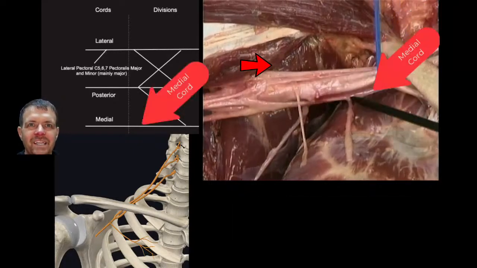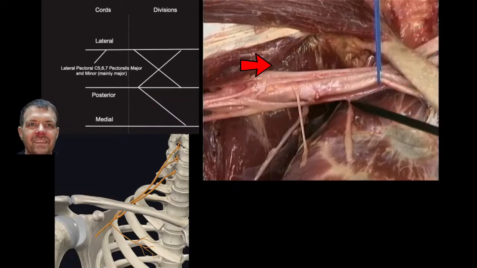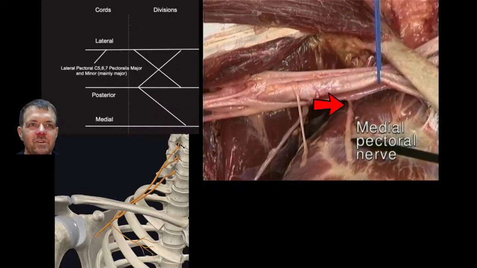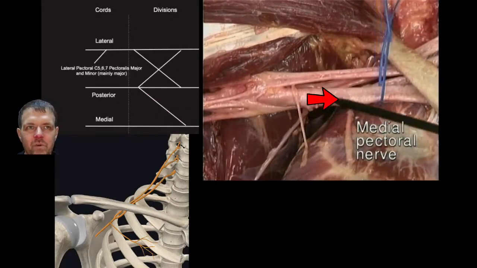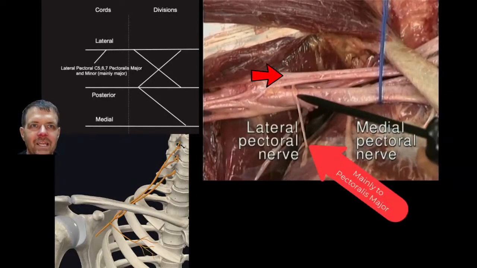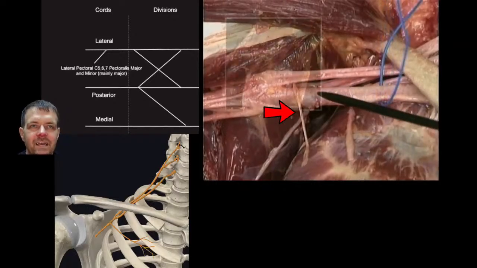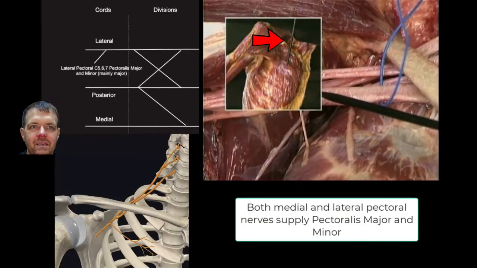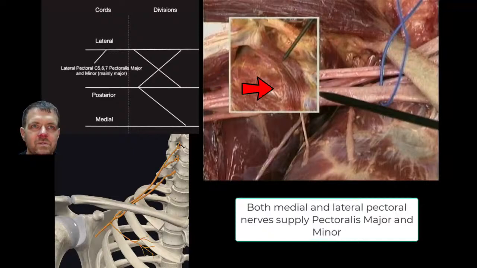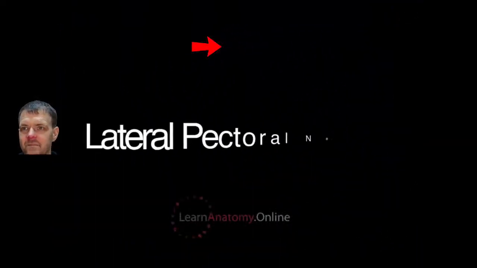Okay, I'm just going to rewind it, we'll show that again. Here we go. Okay, so medial pectoral nerve coming off that medial cord. Then we've got the lateral pectoral nerve coming off that lateral cord just there. And they'll go down into the pec major, pec minor muscles. There we go. And that's it.